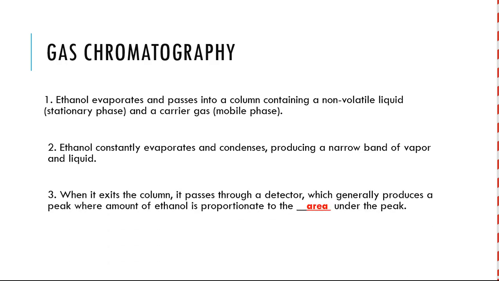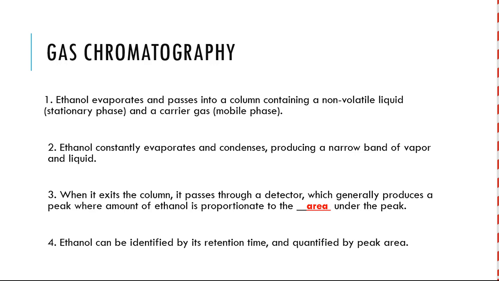And when it exits the column, it passes through a detector. It generally produces a peak where the amount of ethanol is proportionate to the area under the peak. So this allows us to get a quantitative measure of ethanol. So we can identify the ethanol by its retention time, how long it stays in the column, because that's unique to different substances, and then we can quantify it by its peak area.